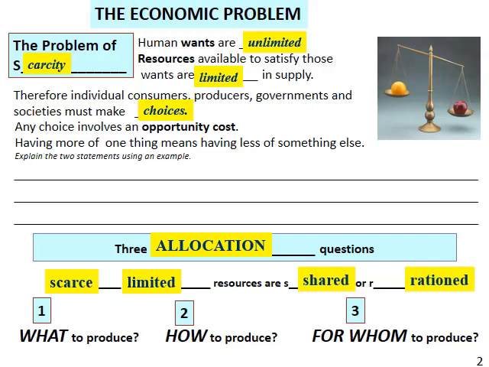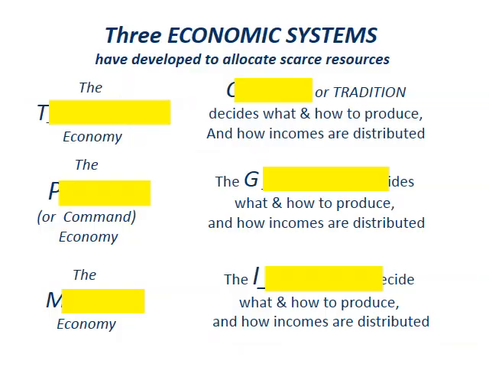How to produce? Who decides that? Is it individuals? Is it government? Or is it both? How are those decisions made? And who will actually benefit? For whom to produce? These are the big questions. And so what we're going to do is look at them in the next few slides about how societies have actually made those choices. What type of economic systems have evolved and developed.